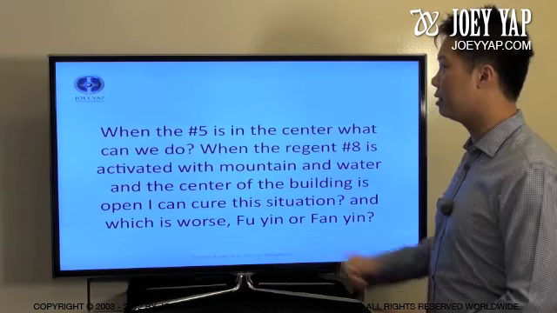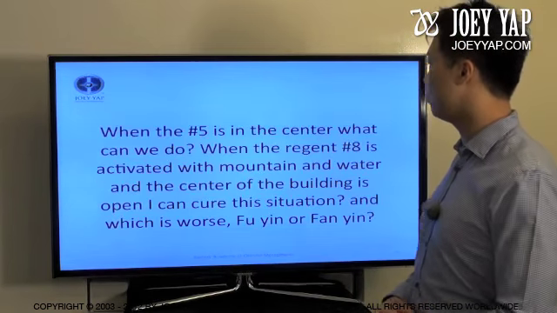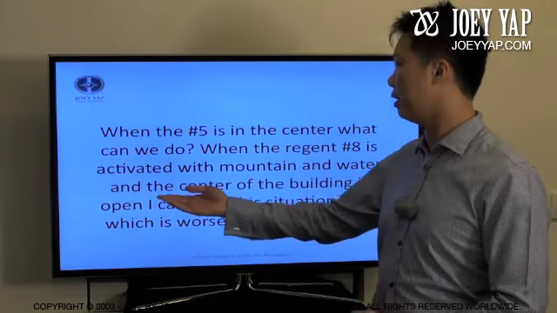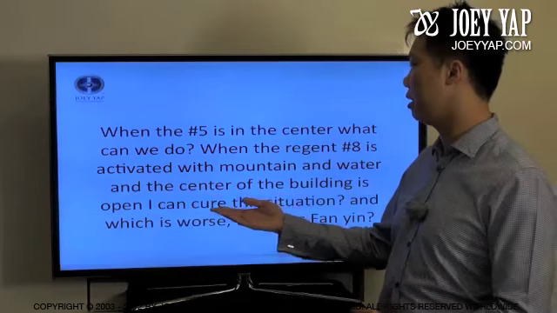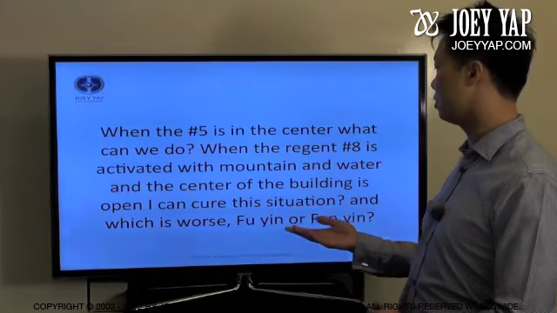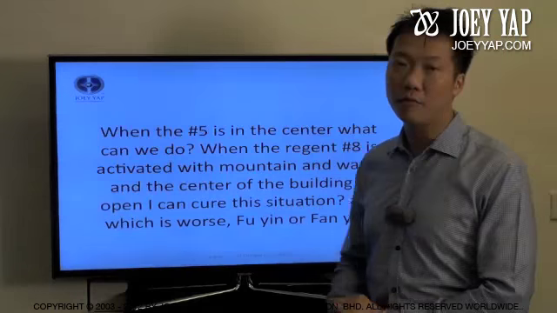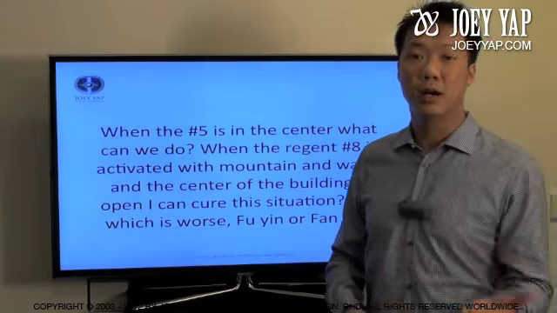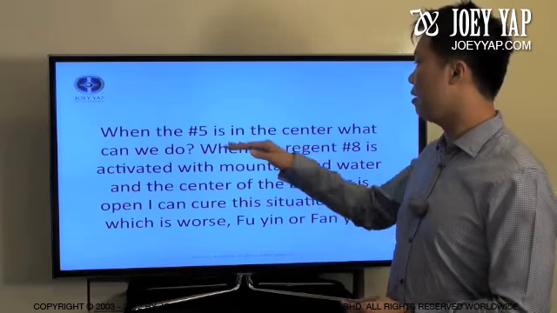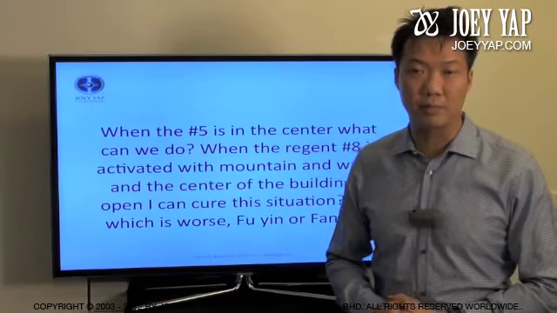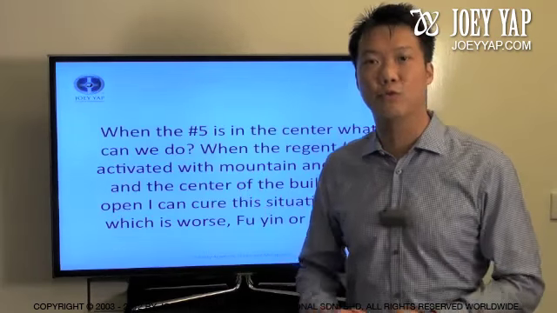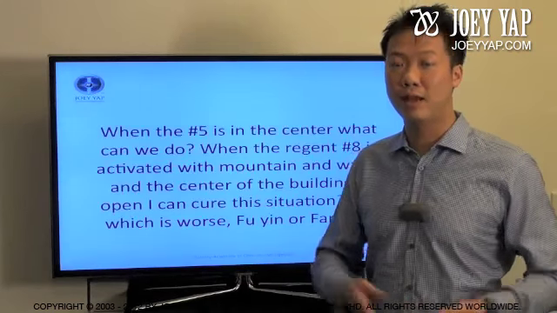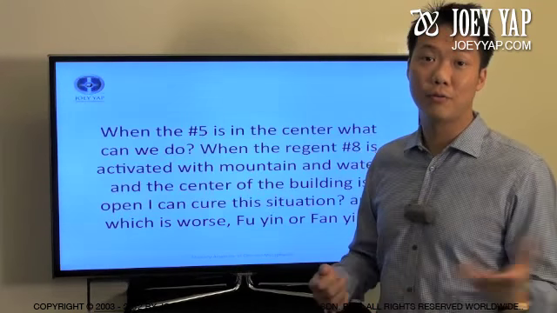Now, when the 5 is in the center, what can we do? When the region 8 is activated with mountain and water, and the center of the building is open, I can cure this situation, and which is worse, Fu Yin or Fan Yin? Now, obviously, you have studied some Feng Shui in order to ask a question like this. Let me break this question down so that most of you would understand. 5 in the center, there's nothing you need to do about it, because where else would you want the 5 to be? The 5 is best to go back into the center palace. That's the home of the 5. Then the other sectors are free to do whatever you want to do with it.